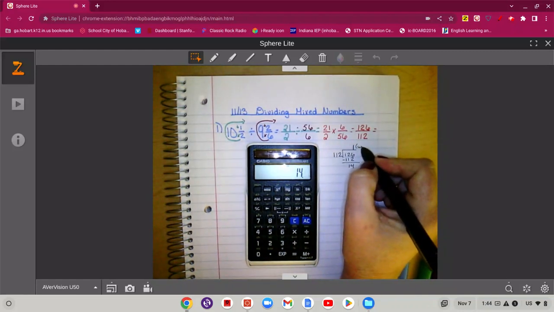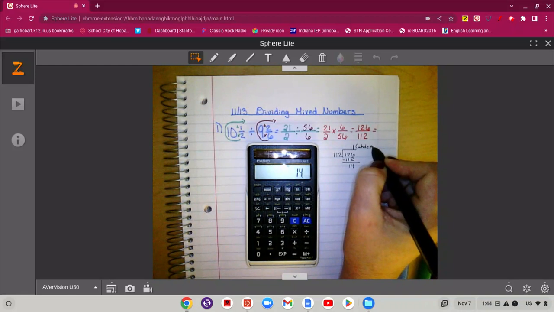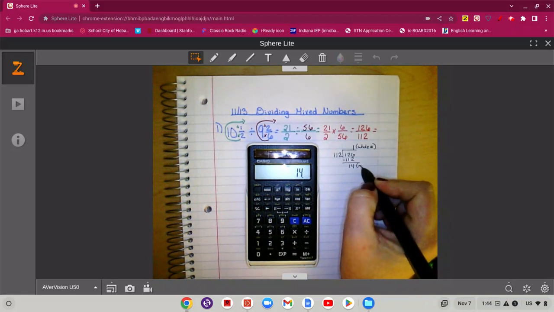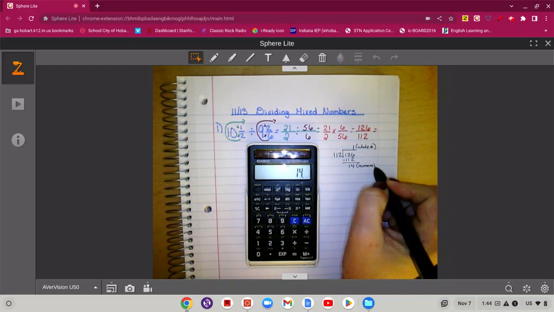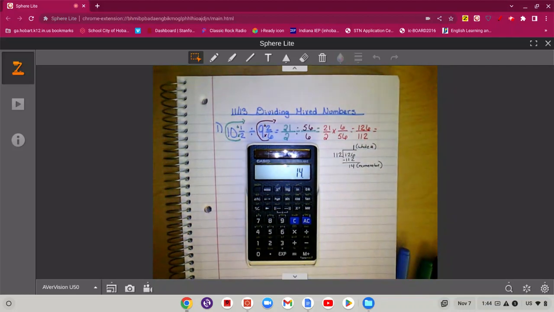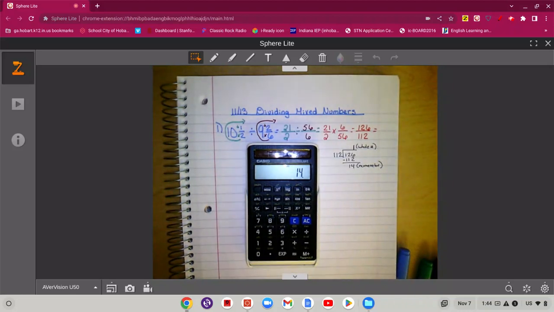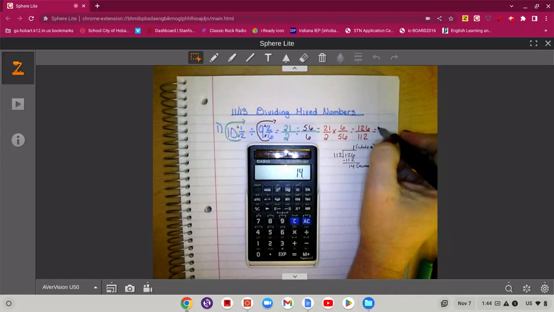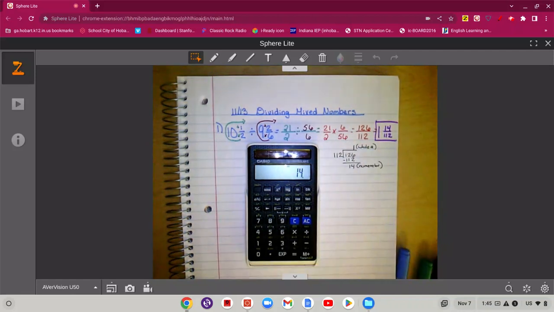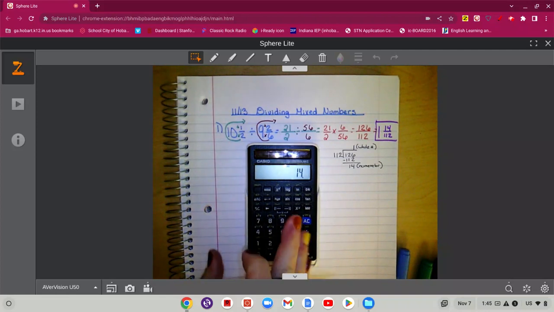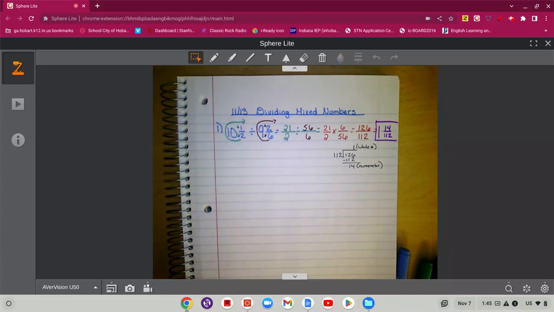Okay, this is my whole number. This is my numerator. So my final answer for this problem would end up being 1 and 14/112. And remember, we do not have to reduce our final answers. So we would get 1 and 14 over 112.